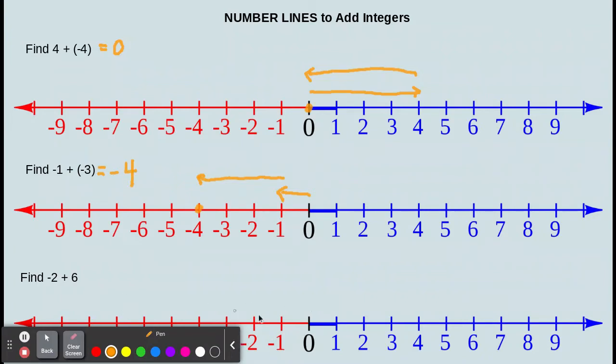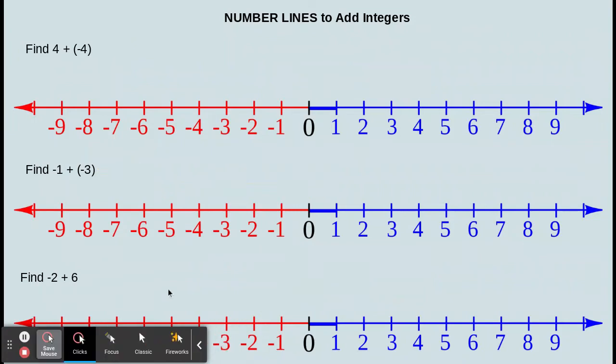Now on this last one, we start at 0, and it says here negative 2. So we're going to move 2 spaces in the negative direction. And now we need to add a positive 6. So picking up where we left off, we're going to move 6 spaces in the positive direction. 1, 2, 3, 4, 5, 6. And where we end up is our answer. So our answer to this one is 4.